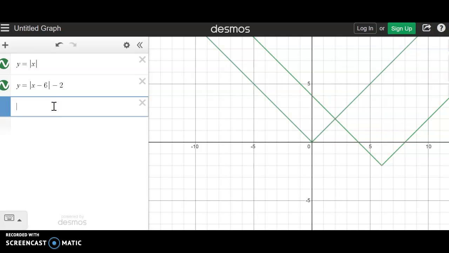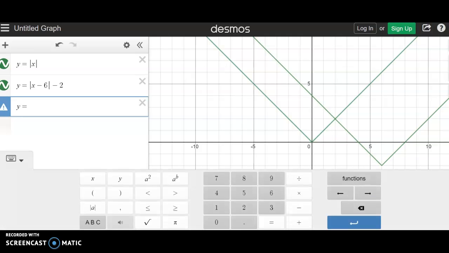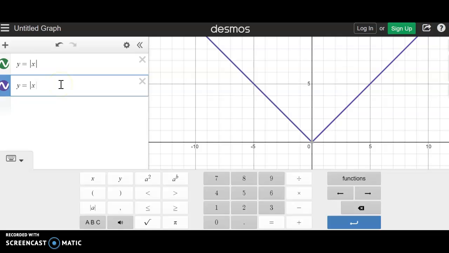Let's do one more. Let's go up 4, left 3. I always start with the absolute value function. I'm going to take this one out so we don't have any there. Up 4 means outside the absolute value. Left 3 means in the negatives, but x doesn't really do that. So we're going to add 3, and that is up 4, left 3.